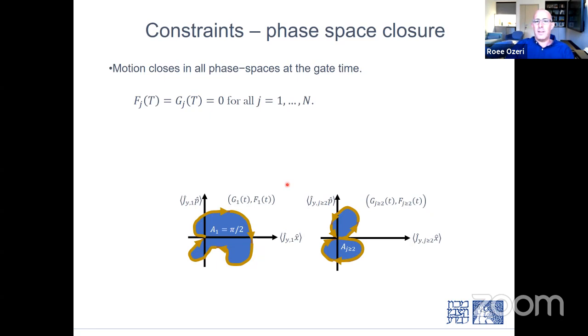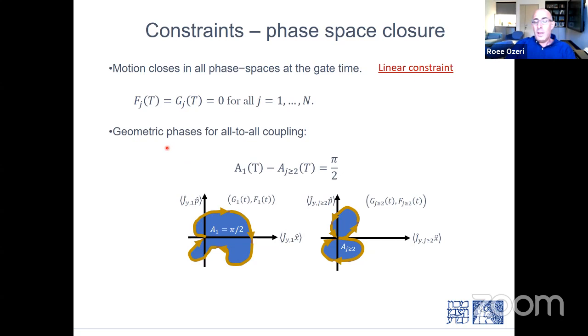All the FJs and GJs at the end of the gate are equal to zero. And that's actually an easy constraint to satisfy. It's a linear constraint in the amplitudes that we use for the different tones. Now, we also need to make sure that we acquired the correct geometric phase. So here's an example. I'm showing the all-to-all coupling scheme. Here I'm trying to couple all the spins of the ions in the crystal to all other spins in the ions in the crystal, which means I need to work on the center of mass mode.